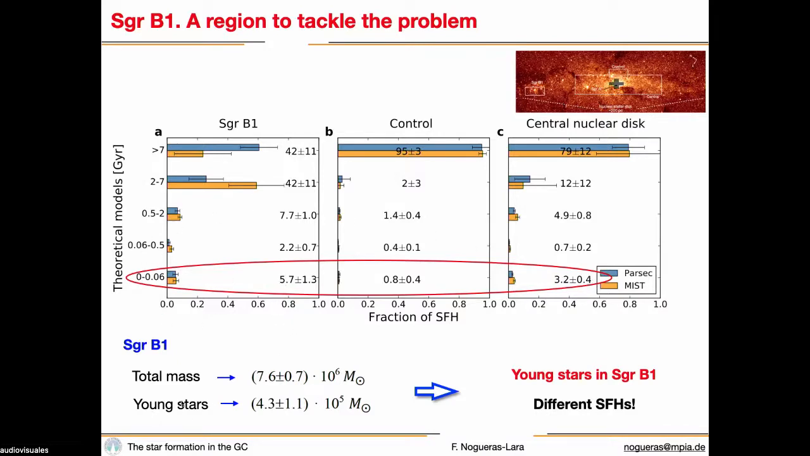So the total mass of young stars that we measured for the region that we studied was more than 10 to the 5 solar masses. So it's really a lot.